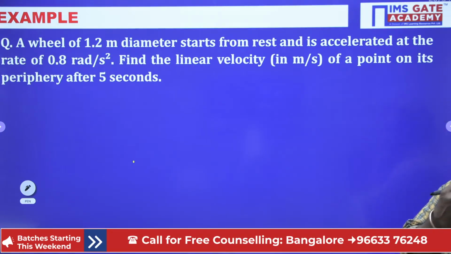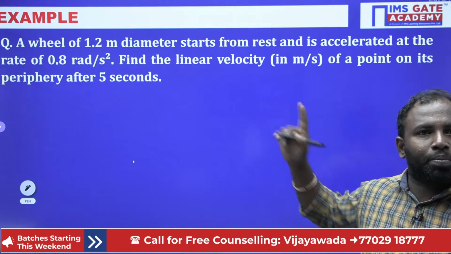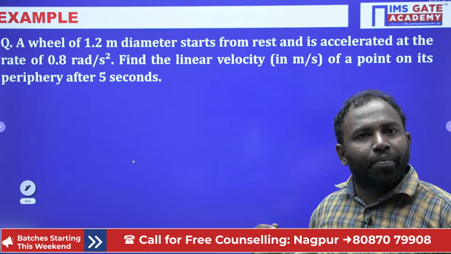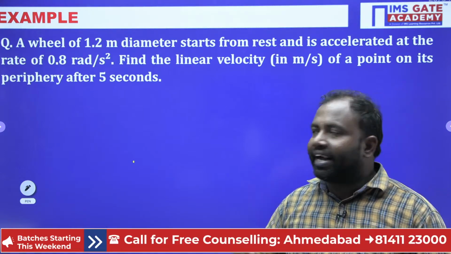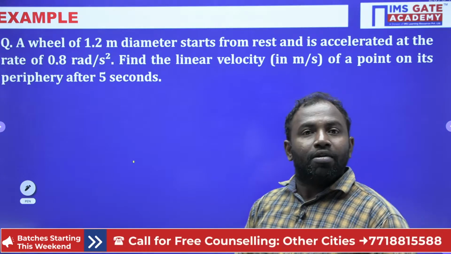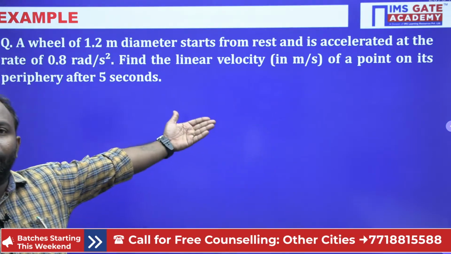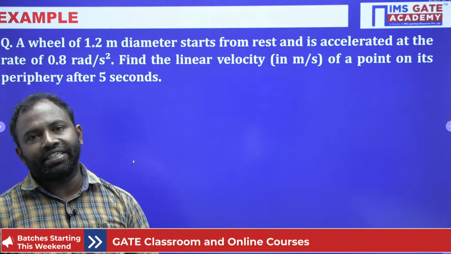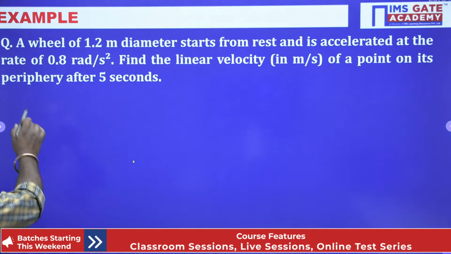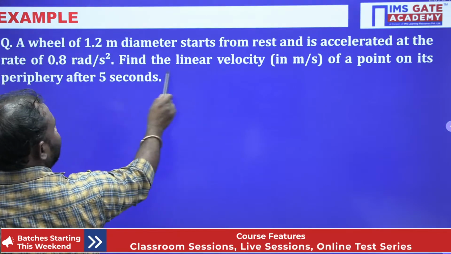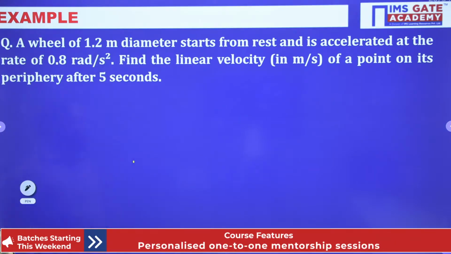Right. Now let me read the problem. A wheel of 1.2 meter diameter starts from rest and is accelerated at a rate of 0.8 radian per second square. Find the linear velocity in meters per second of a point on its periphery after 5 seconds.